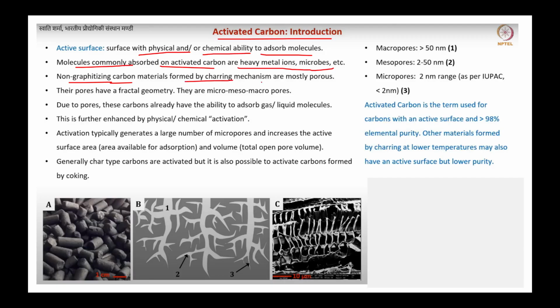Materials formed by the carbonization mechanism are mostly porous, which I also explained, along with coking. Their pores have fractal geometry, and they are micro, meso, and macro porous, not randomly distributed. Due to these pores, this carbon already has the ability to absorb gas and liquid molecules because of its porosity. This property leads this material to absorb gas and liquid molecules.